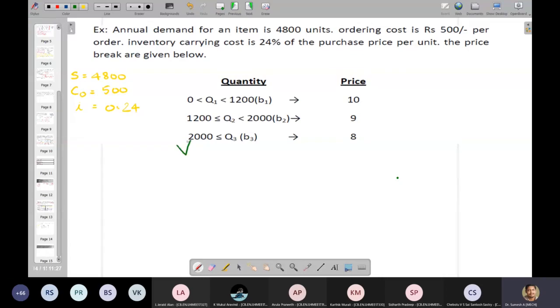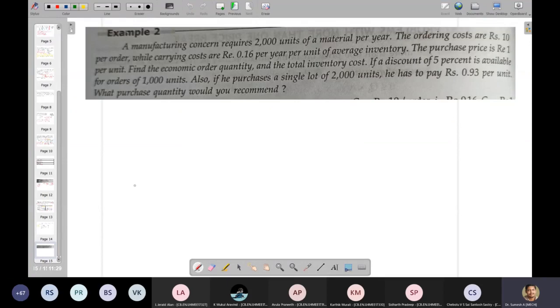Okay, now this is the last question. Quickly go through it and try to get me the result. Tell me what the conditions are here. S is 2000. Ordering cost is given, C naught as 10. Carrying cost is given as I, which is 0.16. And purchase price is ₹1 per unit.